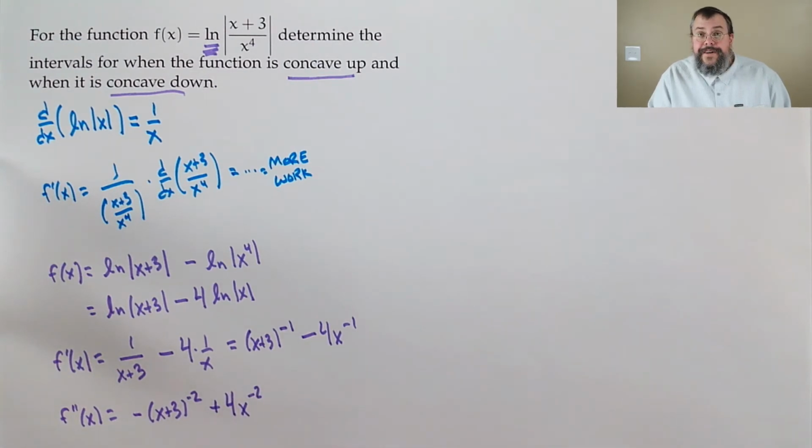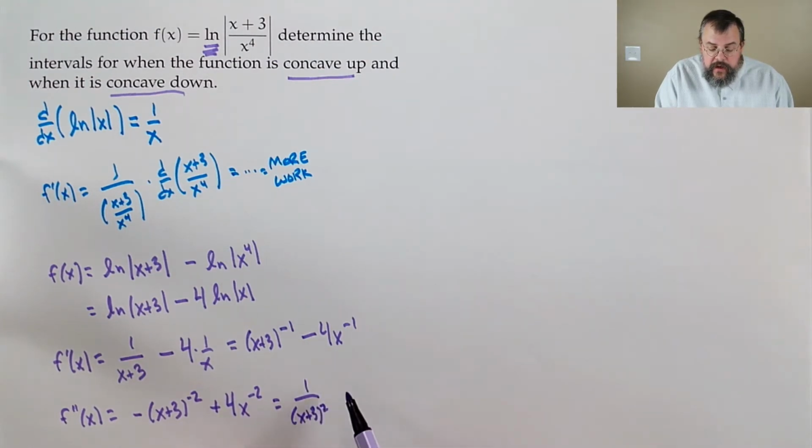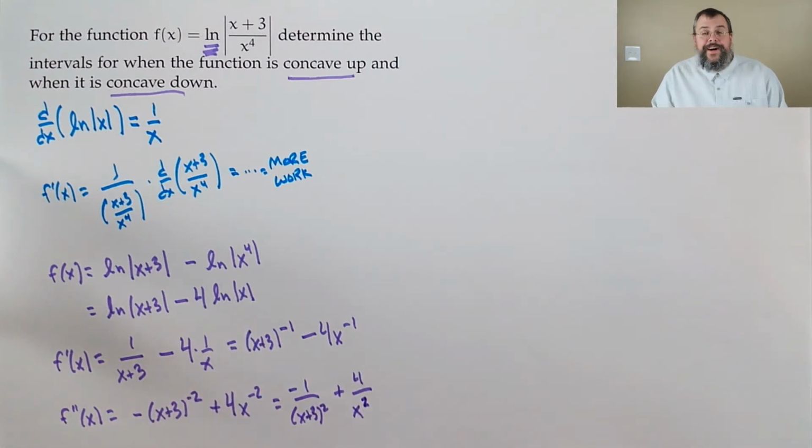And there we go. All right, so we have 1 over x plus 3 squared plus 4 over x squared. And, oh, I forgot my minus there. There we go. Aha! Progress. Okay, good. Now, what comes next? Well, the next thing for us to do is, of course, to clean this up.